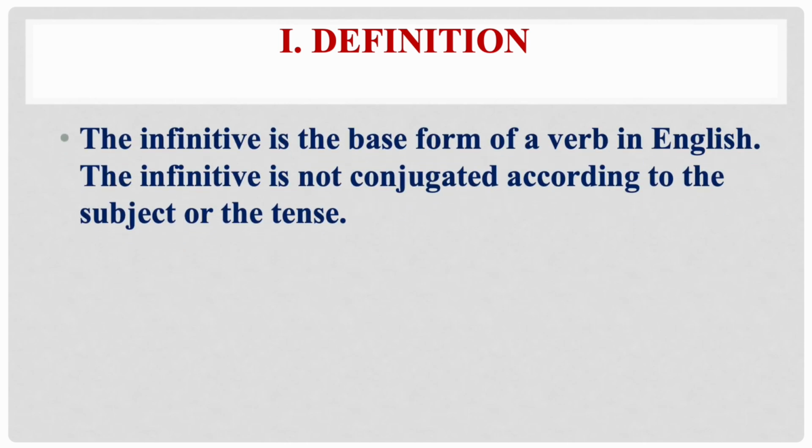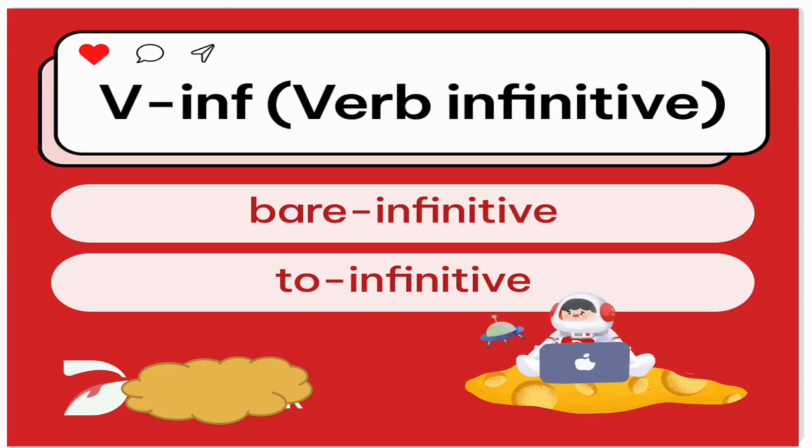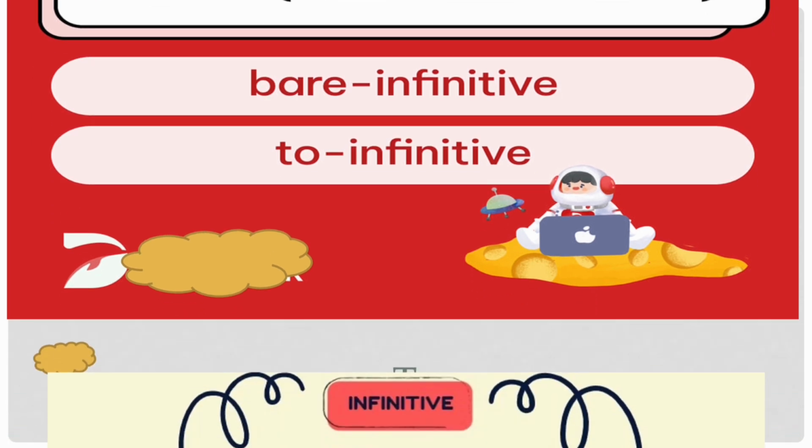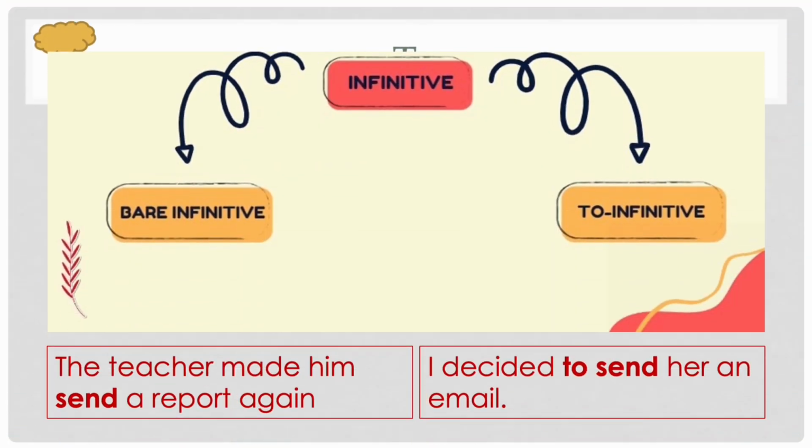The infinitive is the base form of a verb in English. It's not conjugated according to the subject or the tense. Infinitive verbs have two forms. The first is the bare infinitive, the base verb without to. For example, send. The teacher makes him send the report again.